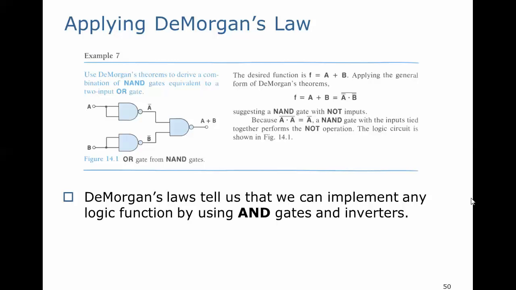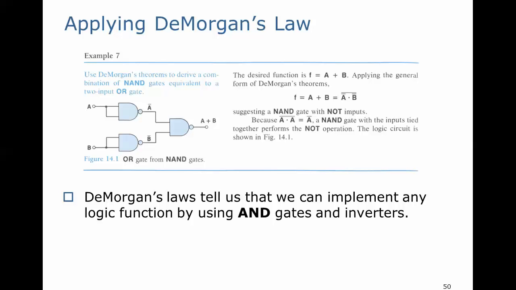DeMorgan's laws tell us that we can implement any logic function by using AND gates and inverters. So the result of this example is that if we want an OR gate, we can actually produce an OR gate with just NAND gates. Or we can first of all produce an OR gate with inverters and AND gates.